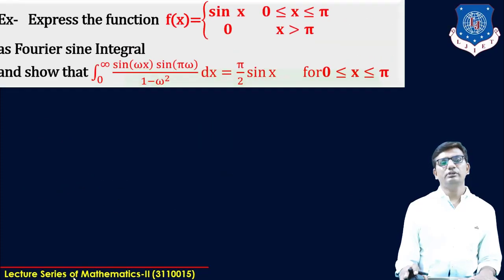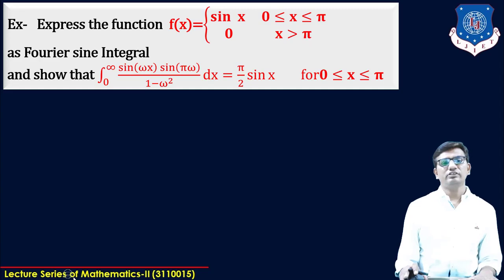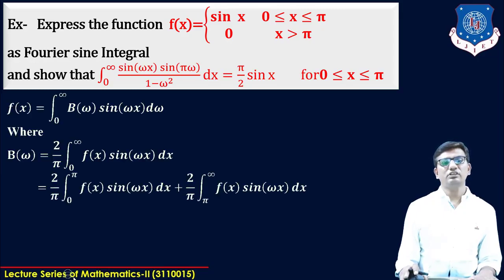Let us see the second example for sine integral. Here express f of x equal to sine x for 0 to pi and 0 for x greater than pi as a sine integral. Here our function is a discontinuous function and Fourier sine integral is f of x equal to integral 0 to infinity b omega sine omega x d omega, where b omega is 2 by pi integral 0 to infinity f of x sine omega x dx. Our function is discontinuous, so we are dividing into two parts, 0 to pi and pi to infinity. In the 0 to pi our function's value is sine x and for x greater than pi it is 0.